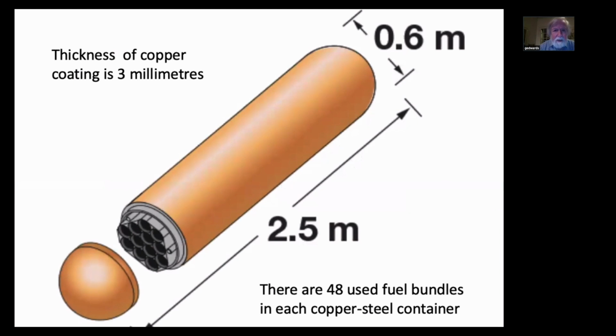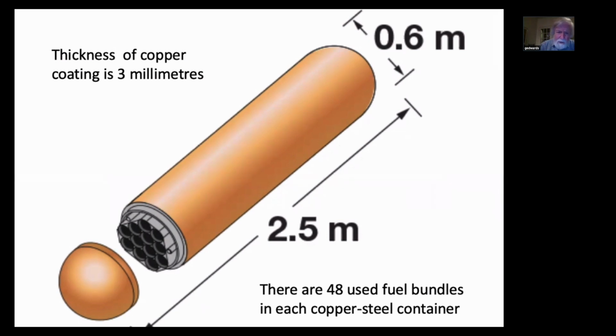And here we have the thickness of copper coating at 3 millimeters. The containers that they're thinking of putting underground are made of steel coated with copper. Now, it's only a fairly thin coating of copper, only 3 millimeters. That's pretty thin compared with what they're planning in Europe, which is 50 millimeters. So it's much thicker, much thicker. In fact, in Sweden, they're planning to use a total of 300,000 tons of copper in their waste disposal program. But here we're using quite a lot less. And there are 48 used fuel bundles in each copper steel container.